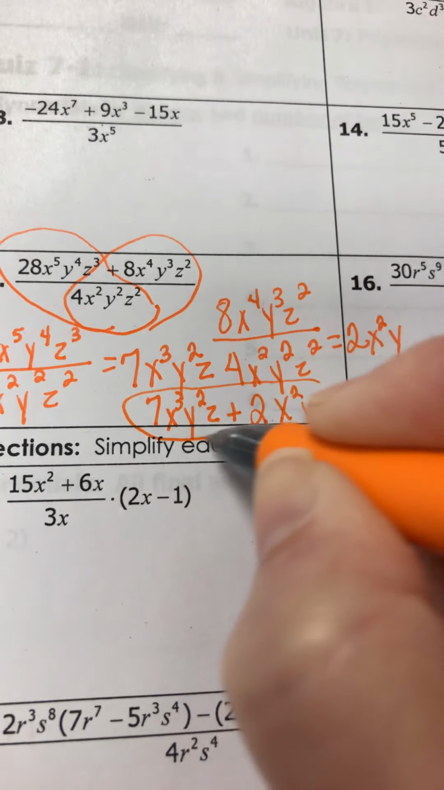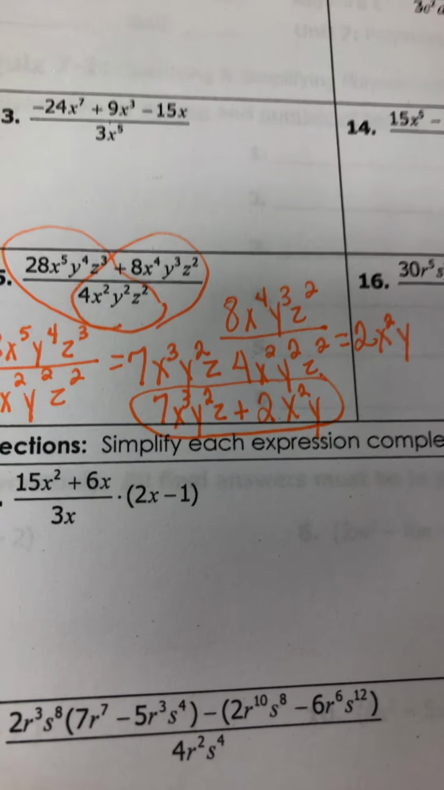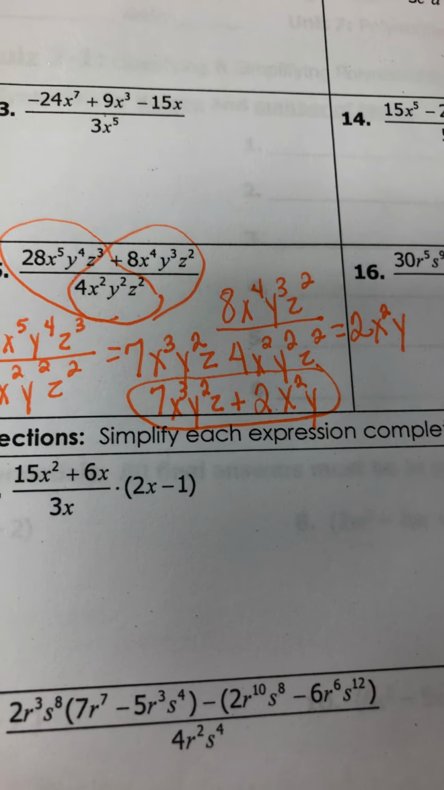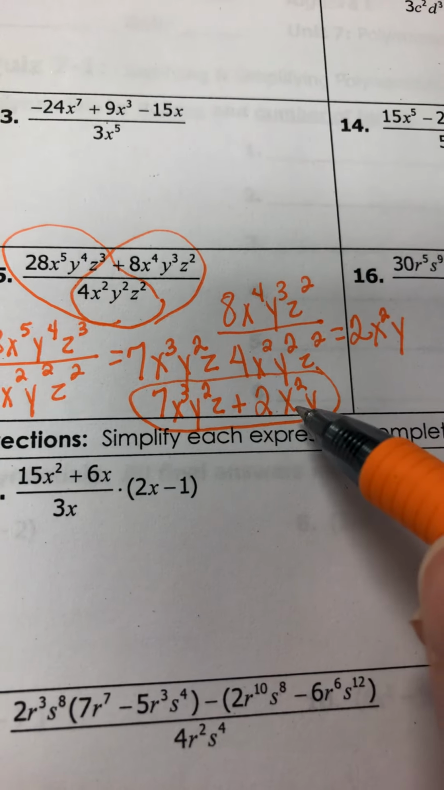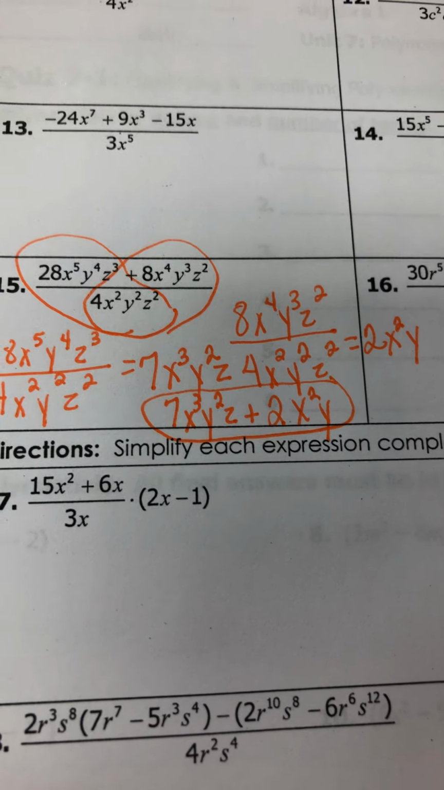If you get a variable with 0 for your exponent, remember it cancels out to 1. Anything to the 0 power is 1. So multiply 1 times all of this, and it'll remain the same.